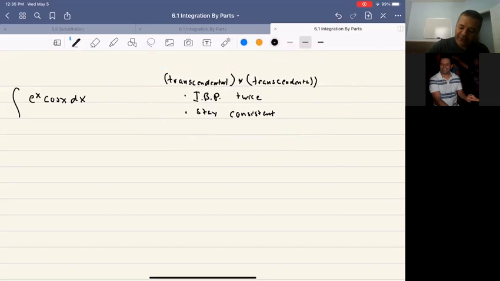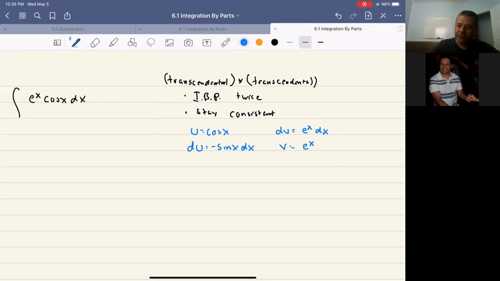Let's say u equals cosine x. I like using the trigonometric functions as my u, just because it's easier for me to remember the derivatives of the trig functions, whereas the integral of e to the x is just e to the x, so it's easy to remember. So du is negative sine x dx, and v is e to the x.